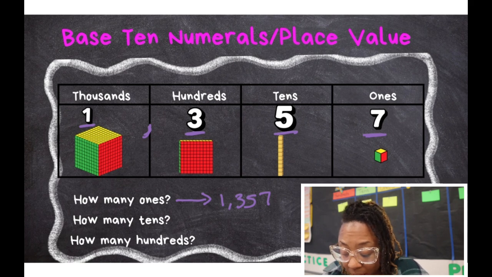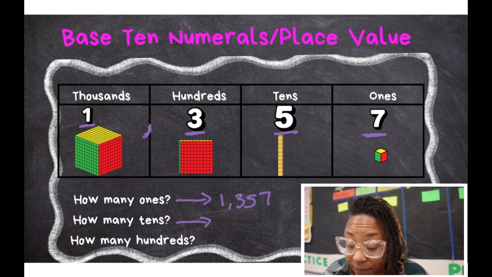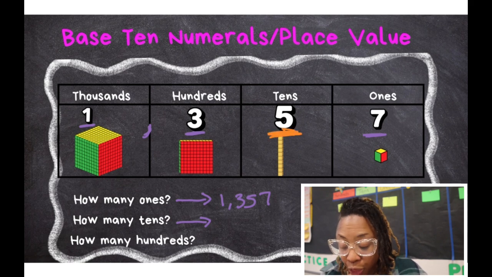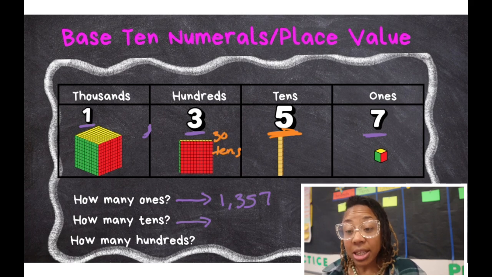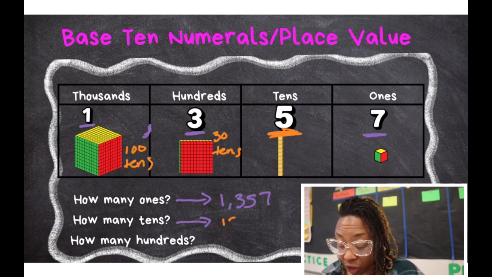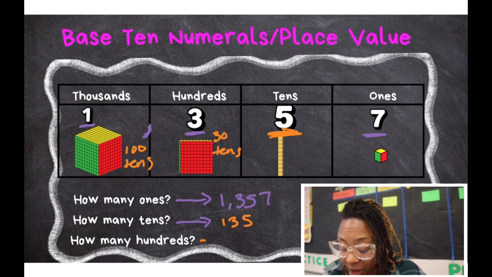I can cut all of these little cubes, all these little hundreds, all of these little tens into individual ones. When it comes to our tens, that is when it gets a little complicated because we see that there is a 5 in the tens place. However, 300 is 30 tens and 1,000 is 100 tens. So in total, there are 135 tens in 1,357.